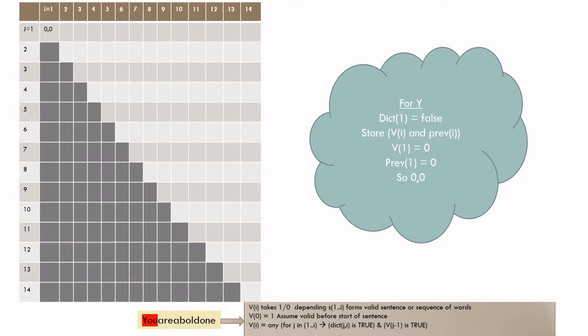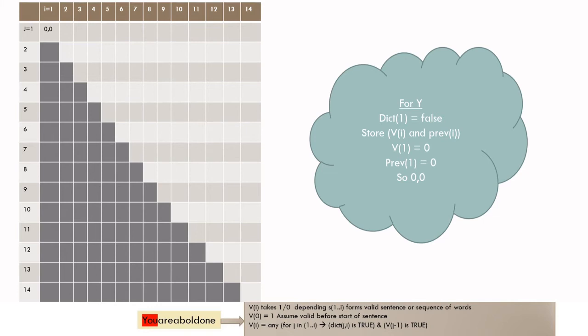V of 0 is a 1 is the boundary condition here, right? Because before this sentence started, it was always possible to make the sentence at that 0th position. For example, instead of Y, this could have started with A. If you had run the same algorithm, this word would have hit the dictionary, so the dict part would have been true. And V of 0 is true because that's a boundary condition.